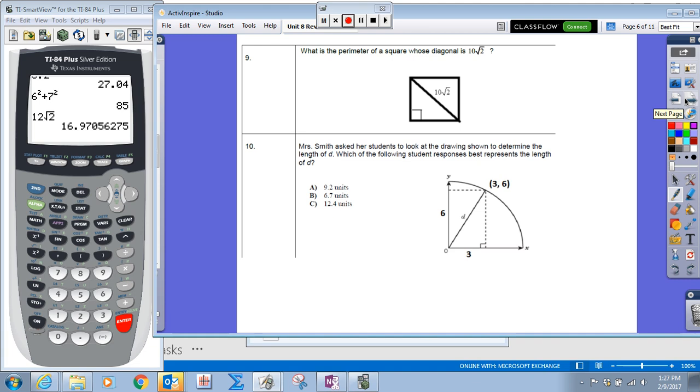Number 9 says, what's the perimeter of the square with a diagonal of 10 root 2? Okay, so we know that this is going to be a square, which always has a 45, 45 in it. So our pattern says if we're going to go from our hypotenuse back to our leg, we divide by the square root of 2. So 10 root 2 divided by the square root of 2 is just going to be 10. So each side is 10. So the perimeter is just adding all the way around. 10 plus 10 plus 10 plus 10 is going to be 40.